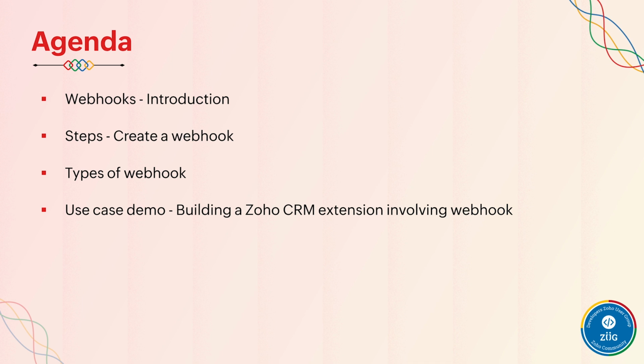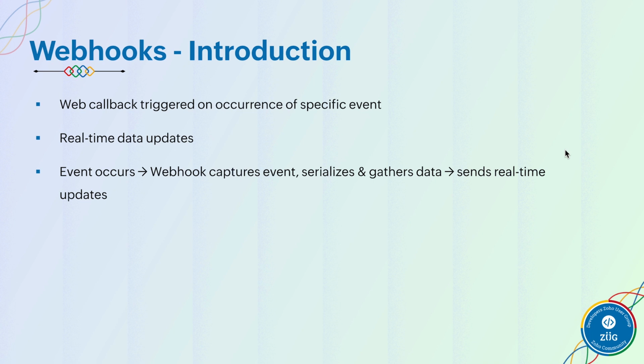Let me go ahead and start with the first topic, which is going to be an introduction on webhooks. So what are webhooks? In general, when two applications are integrated, if on occurrence of an event in one application, you would like to receive real-time data about that event in another application, then that can be achieved using this webhooks feature. For example, let's say Zoho CRM is integrated with Zoho Inventory through an extension.